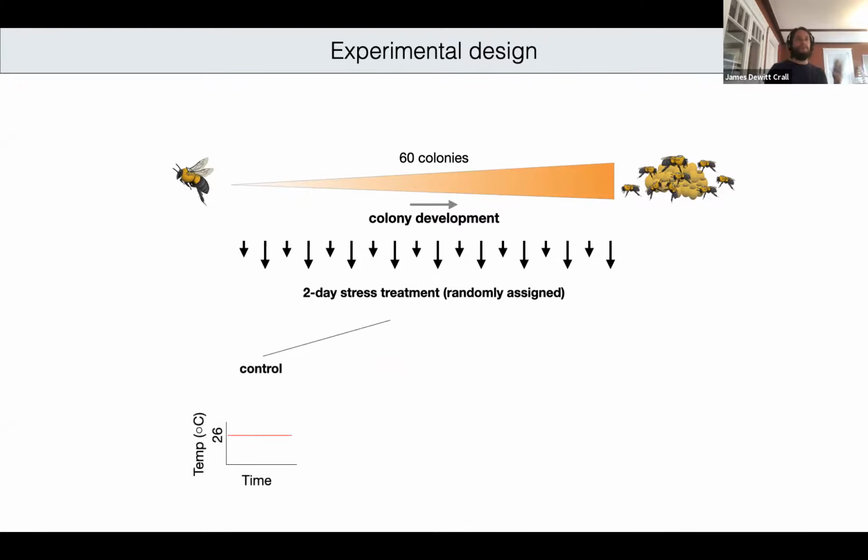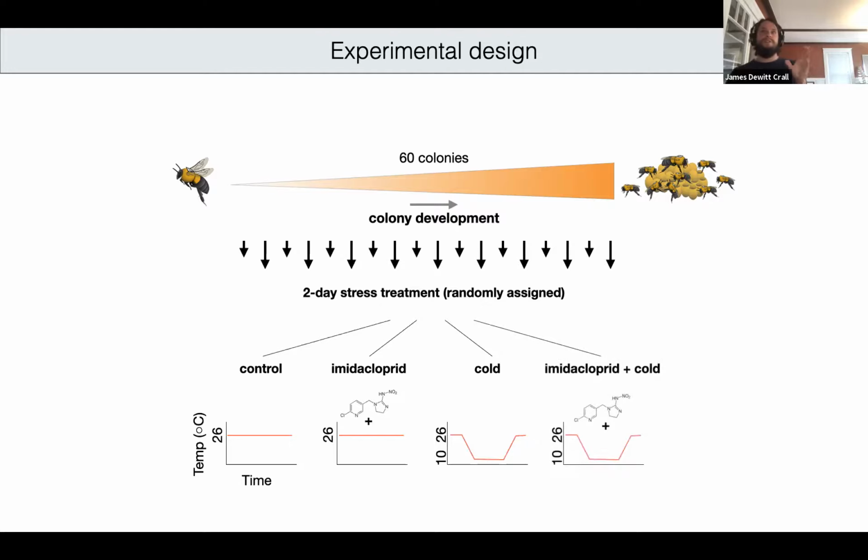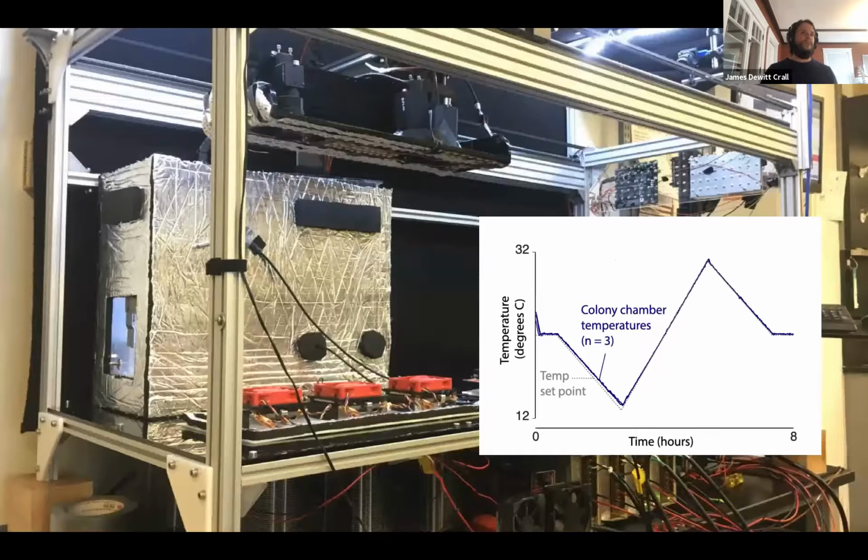That is a combination of some colonies just receiving a control, some receiving 10 parts per billion imidacloprid in sucrose, some receiving just a cold exposure, and some receiving imidacloprid and cold. So treatment is randomly assigned during development, with random timing with respect to colony development and size. We can make a modified version of that tracking chamber, which now looks space age, with insulation on the outside and controlled temperature within colonies.